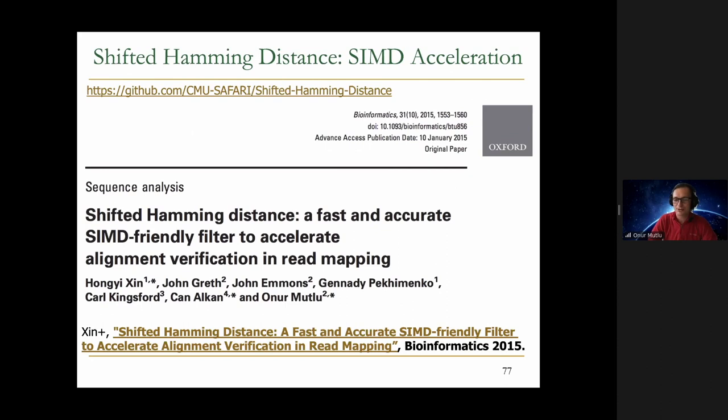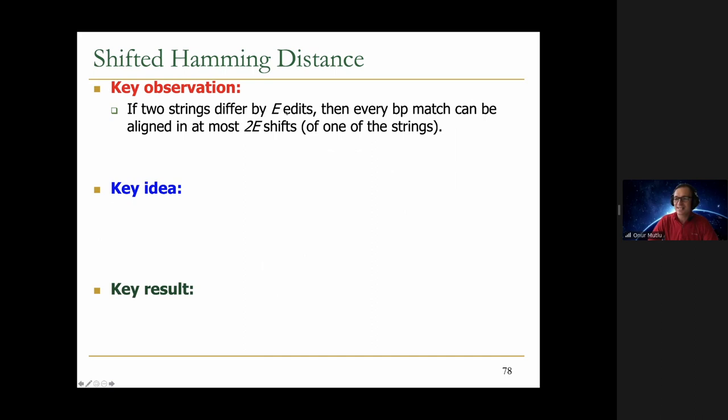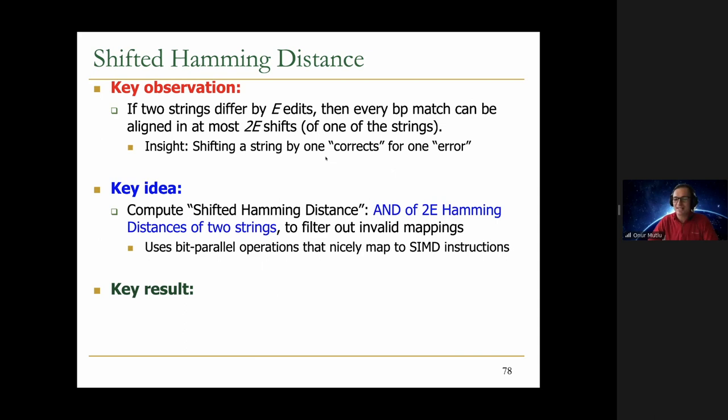Basically, the key observation is that if two strings differ by e edits, then every base pair match can be aligned in at most two e shifts of one of the strings. So this may be cryptic, but I'm going to show you a pictorial view. Basically, the insight is that shifting a string by one location corrects for one error. And then you can do a Hamming distance computation between these different strings. So the key idea is to compute what is called the shifted Hamming distance, which is really a bitwise AND of the 2e Hamming distances of two strings to filter out invalid mappings. So we use bit-parallel operations that nicely map to SIMD instructions, which also turn out nicely can be instantiated on FPGAs as well.